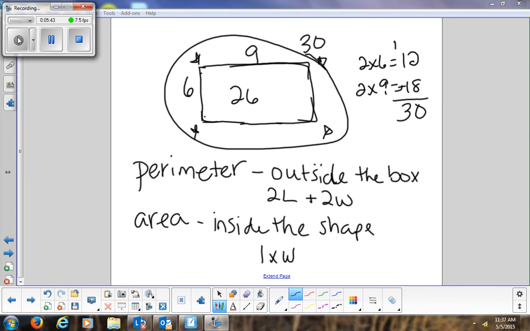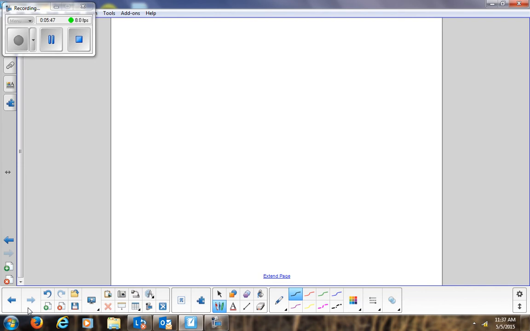Do we need to do one more? Yeah. Let's do one more. I like doing them. All right, I don't mind. Your next one is 3 and 7. I want to know the perimeter of that and the area. Perimeter and the area.